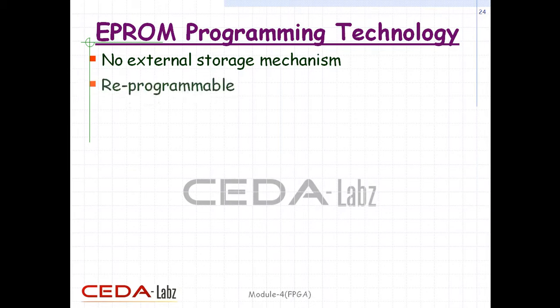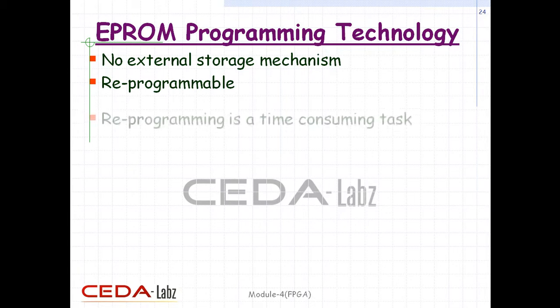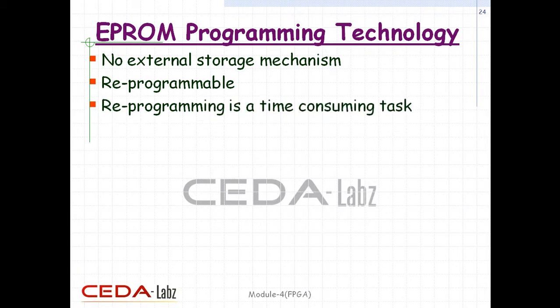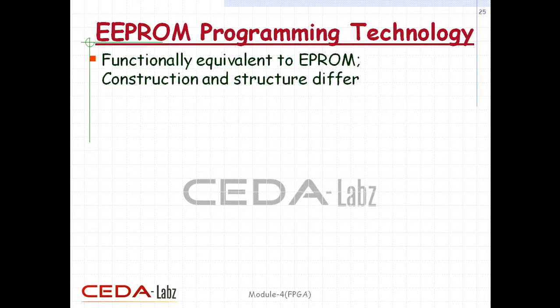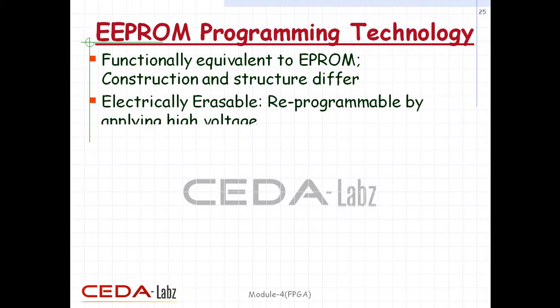Also, EEPROM FPGA is reconfigurable, but in this technology reprogramming is a time-taking step. UV light is used for reprogramming the FPGA. Electrically erasable programmable read-only memory technology, that is, EEPROM. There is a slight difference between EPROM and EEPROM technology. In this EEPROM technology, we use electricity for removing the data instead of ultraviolet rays.